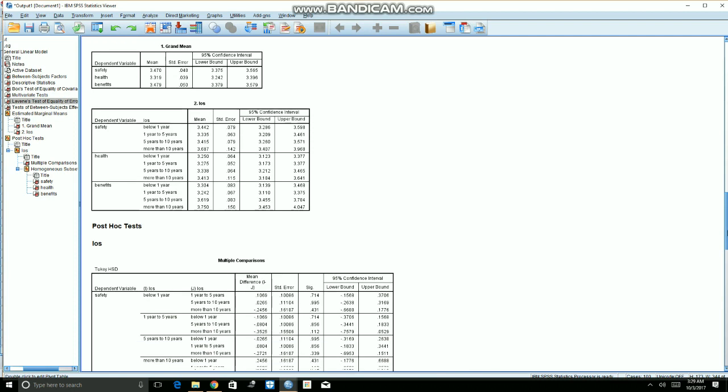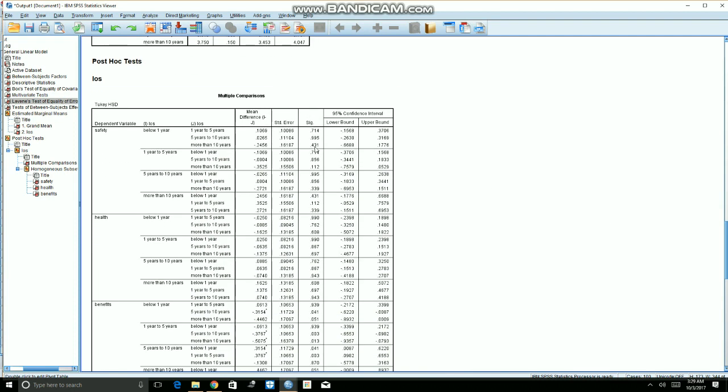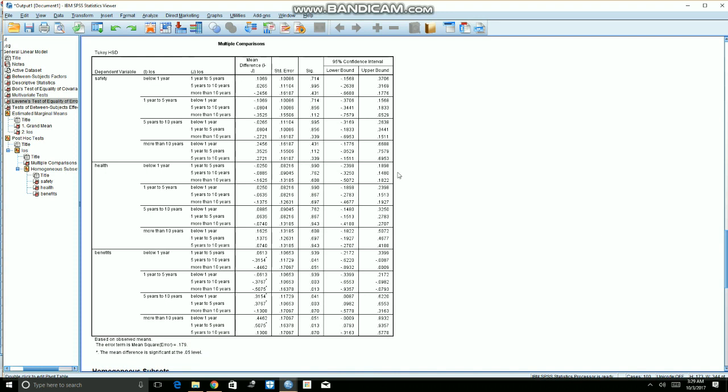Now scroll down. We will show you the post hoc test for the length of service. This is the overall data from the tables given above. We will just see if the significance of this test is greater than 0.05 or less than 0.05. We have the mean difference, standard error, and significance. And that's it for the MANOVA test. Simply as that, and thank you for listening.